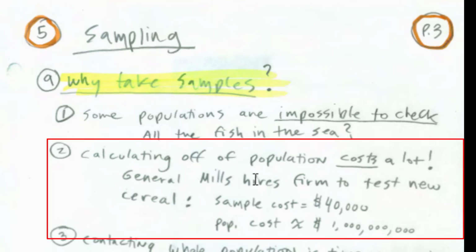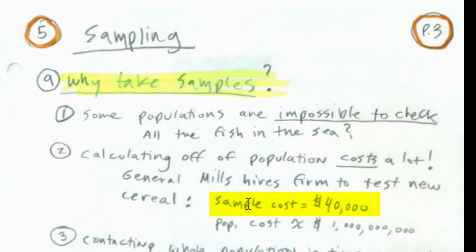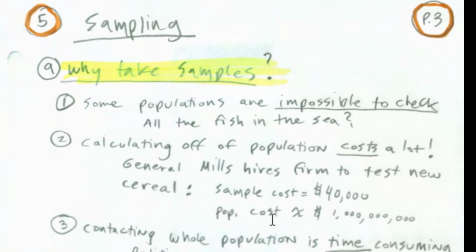Another reason: calculating off the population costs a lot. An example from General Mills, they might hire a firm to test a new cereal. The sample might cost $40K. Population, that means going out and asking every single person? No way, way too much money.